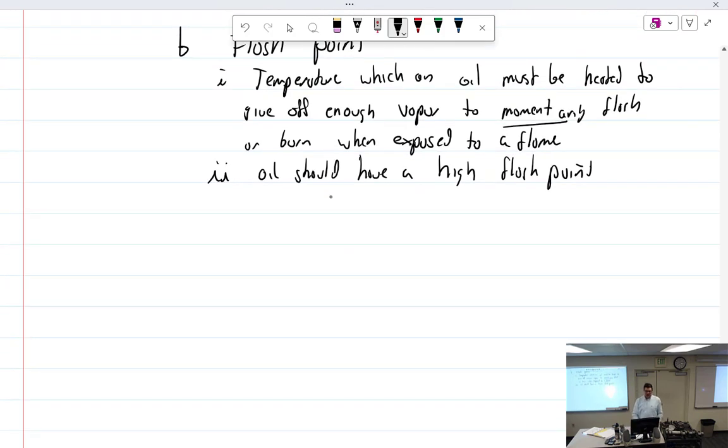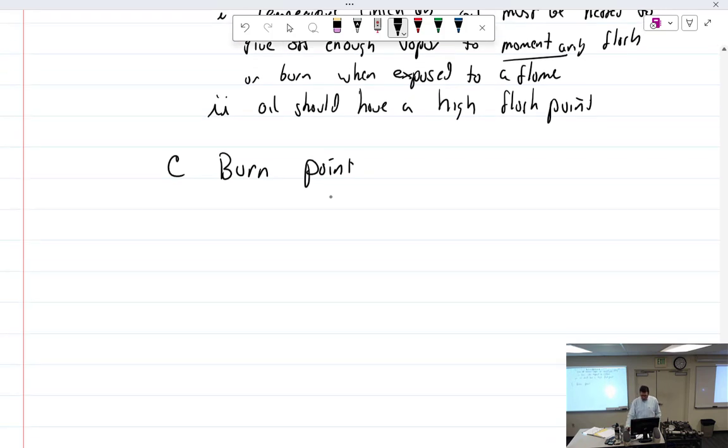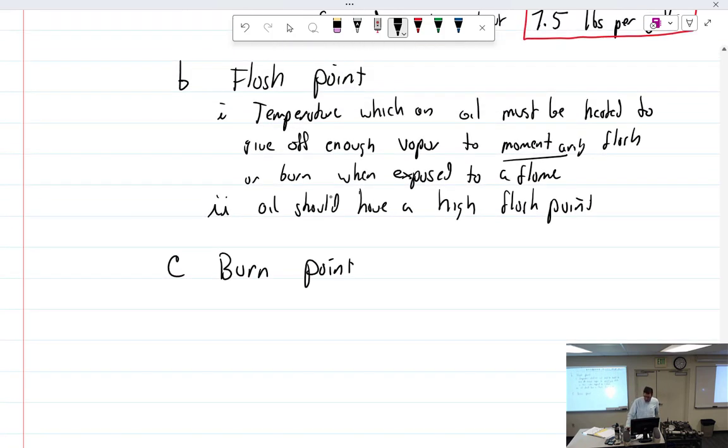After the flash point would come the burn point. The temperature at which an oil must be heated to give off enough vapor to form a combustible mixture above the surface that will burn continuously. So can I just put dot, dot, dot, burn continuously? Yes. Burn continuously. And we would want a high burn point.